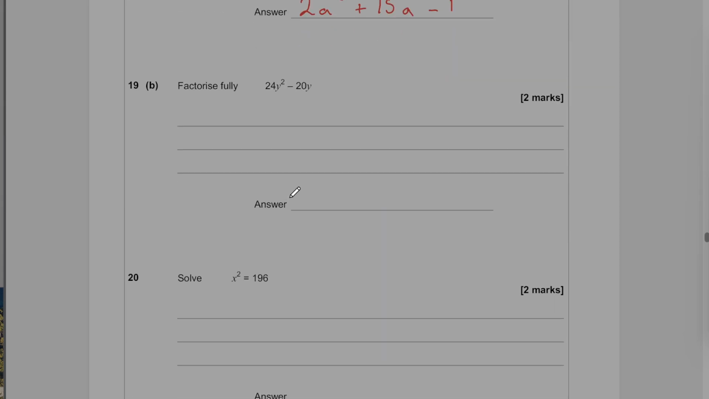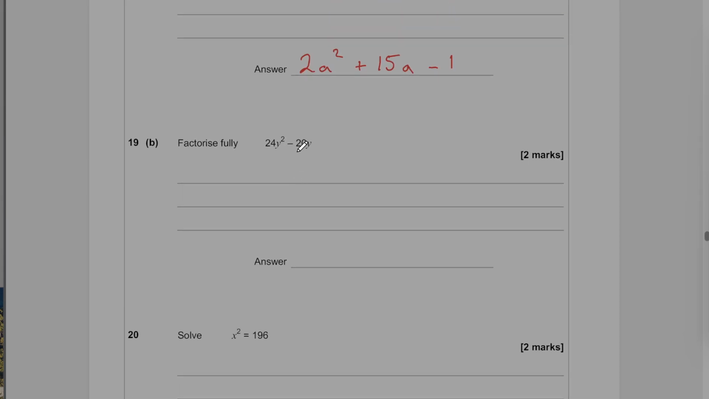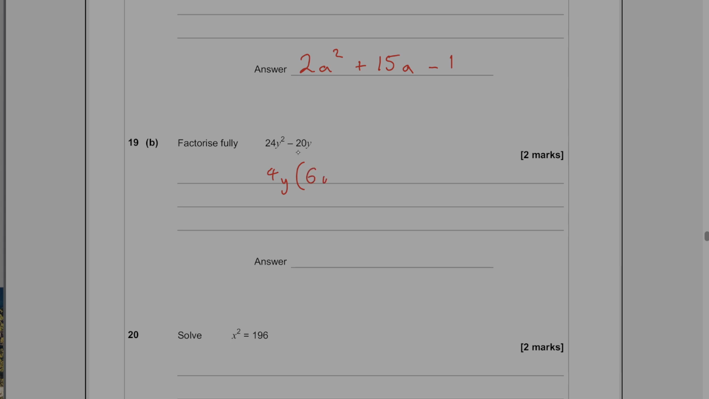Right, fully factorize. Both of these have got a number and an algebra term in common. So the highest common factor of 24 and 20 is going to be 4. And they've also got a y in common. So what would I need to times 4 by to get 24? That would be 6. And then y to get y squared would be y. And then what would I need to times 4 by to get 20? That would be 5. And so that's going to be my fully factorized 4y open bracket 6y minus 5.